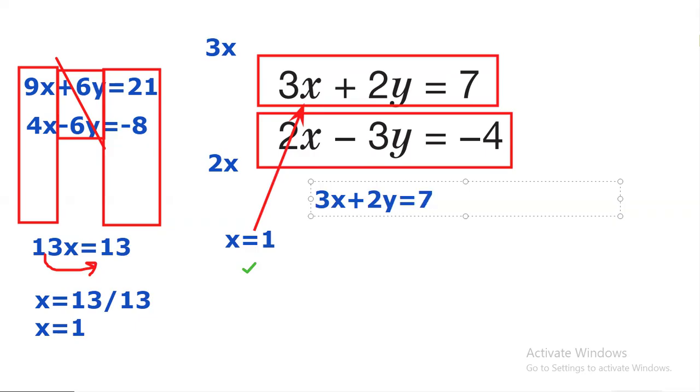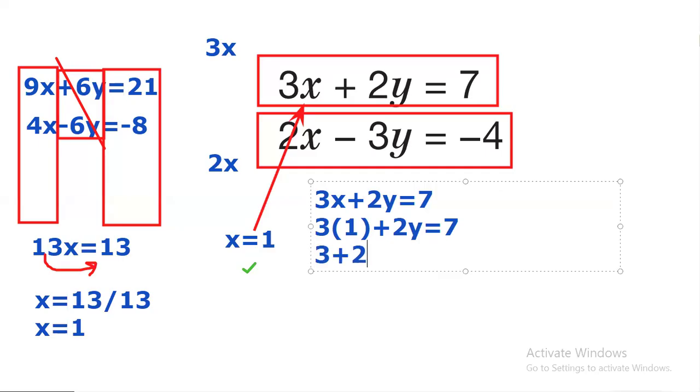So I'm going to plug 1 instead of the x. So 3 multiplied by 1. As we said, when you remove a variable, you have to put brackets instead of that variable. So 3 times 1 plus 2y equals 7. Now, 3 times 1 is 3 plus 2y equals 7.